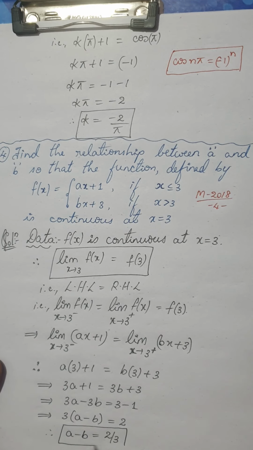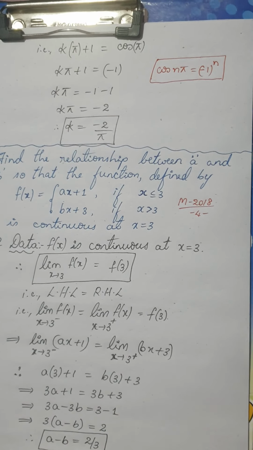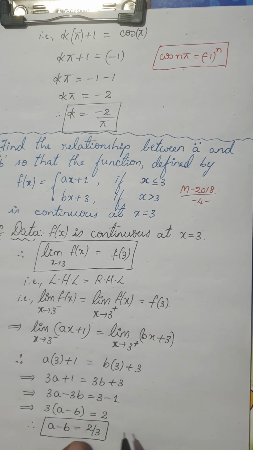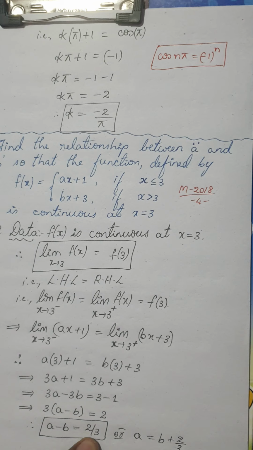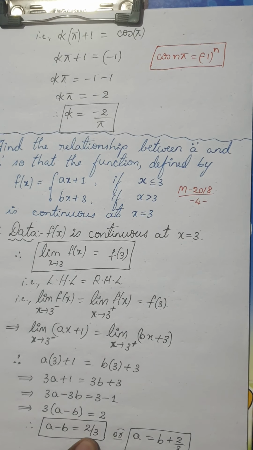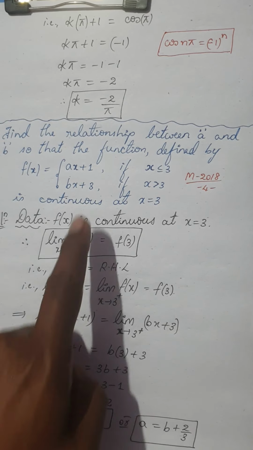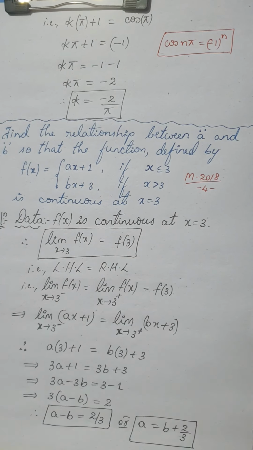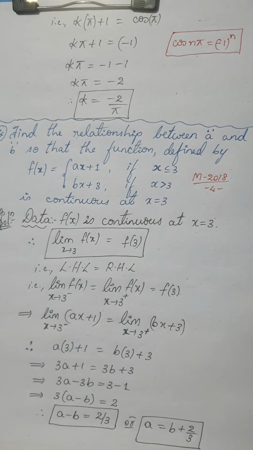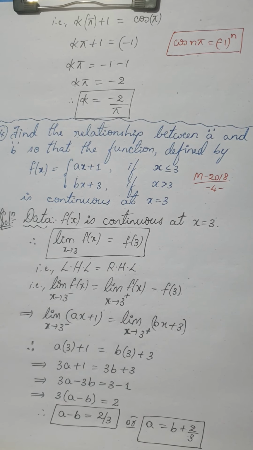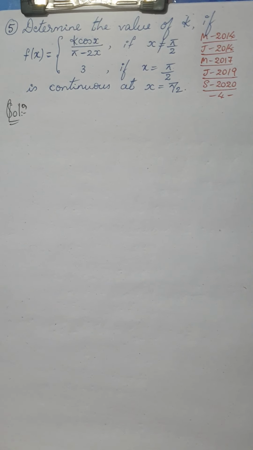This is the result or relationship between a minus b. You can either write it like this, like you can either say a minus b is equal to 2 by 3, or you can say a is equal to b plus 2 by 3. Okay, so this is the relationship between a and b for the given function which is continuous at x is equal to 3. Is it fine? Very simple, isn't it? You can easily get 4 marks, but make sure you practice these questions clearly. Right? Fine. Moving on to the fifth question.